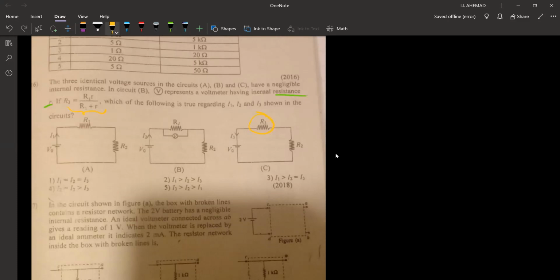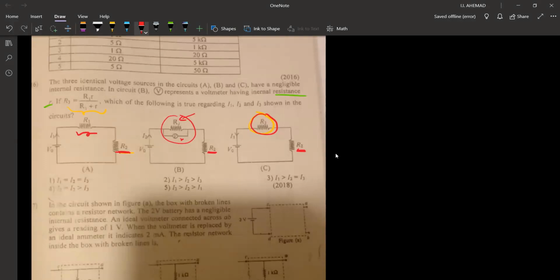Here, all the resistances are R2. Is the color visible? So the only resistance that is changing is this one over here. Okay. Now, what can you tell about the internal resistance of a voltmeter? Is it high or low? It is high. So this will be the least resistance. Okay, R1 will be the least resistance.